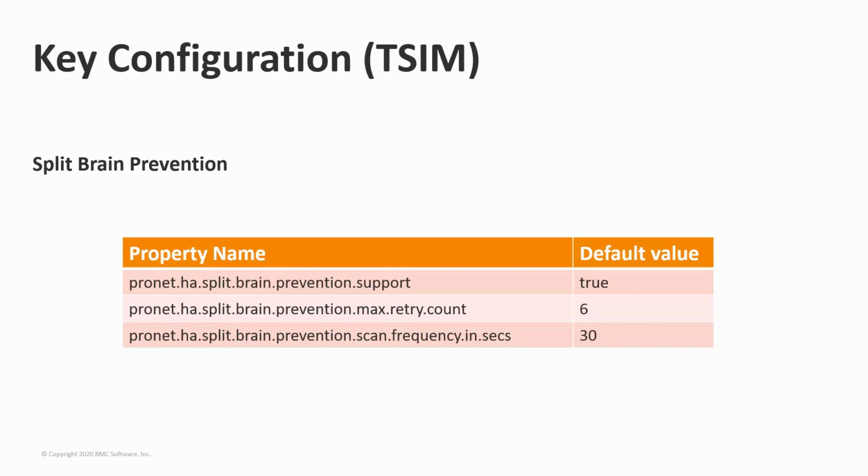A split brain occurs when both primary and secondary are active. The prevention properties shown here are there to help avoid a split brain from occurring. By default, split brain prevention is enabled.